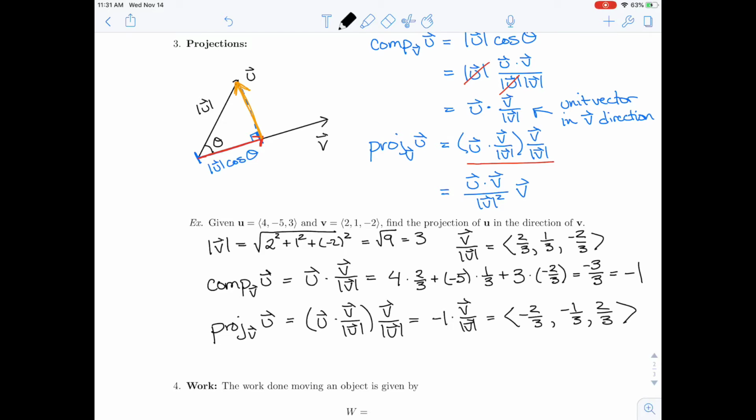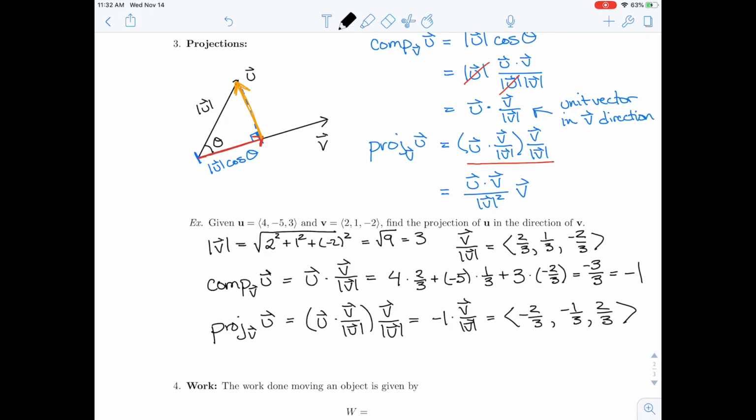And so the idea, if you're looking at the picture that we had above, is that part of u is pointing in the v direction, and the part of u that's pointing in the v direction is negative 1 times the v direction.